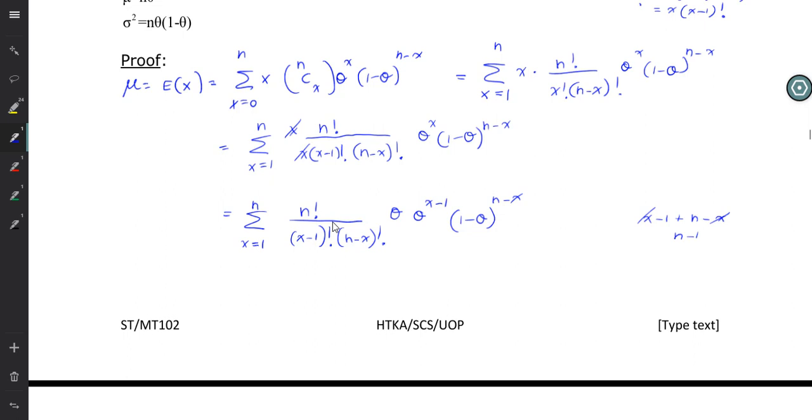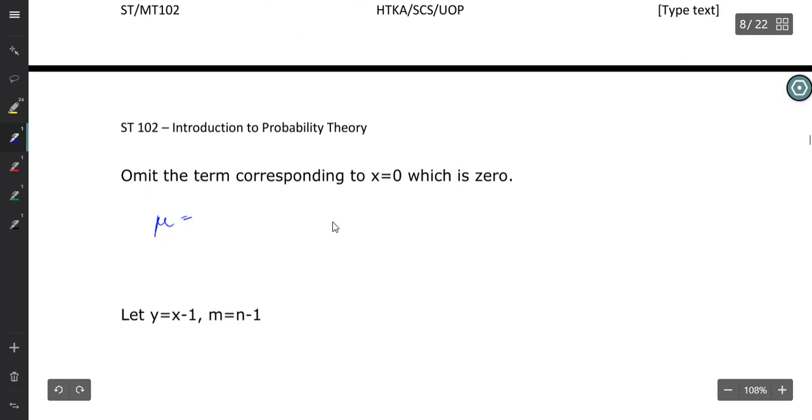So I made theta to the x to be theta times theta to the x minus 1, and let's do the same with n factorial. Rather than n factorial, I'm going to write n times n minus 1 factorial. It's the same thing. n times n minus 1 factorial is n factorial. So you can take n and theta outside. So now your mu becomes n theta times the rest of the summation.